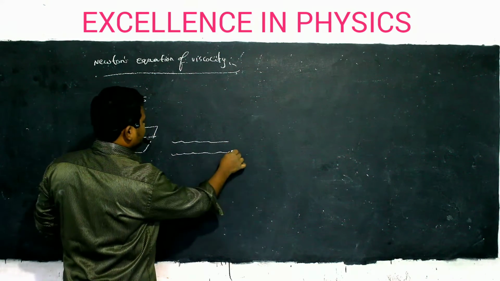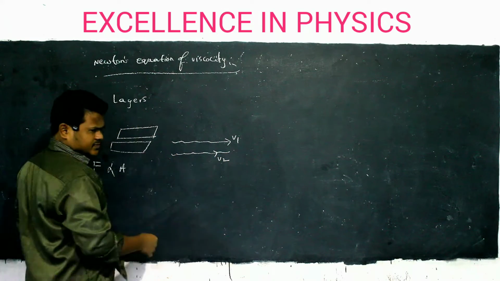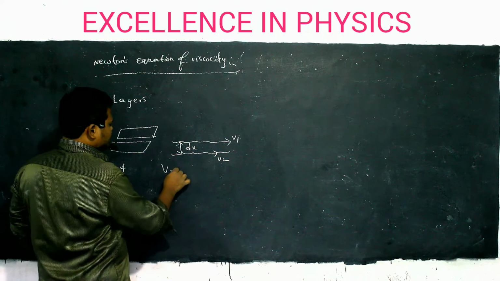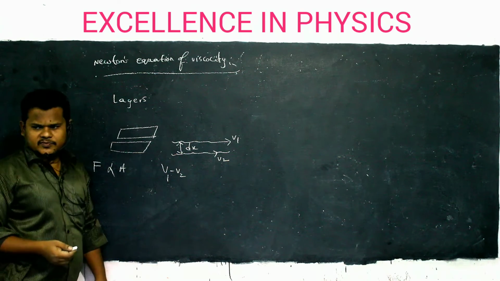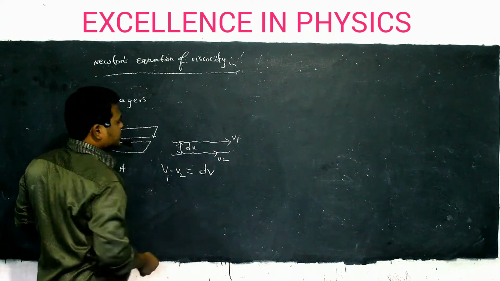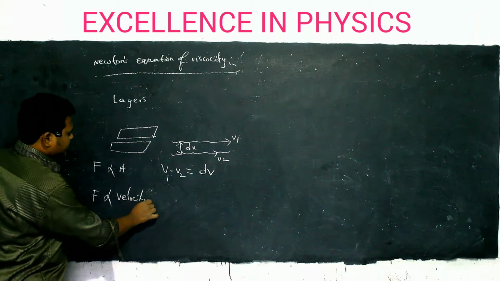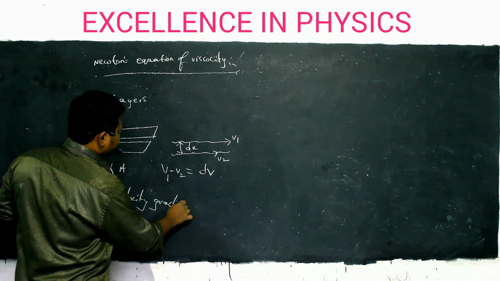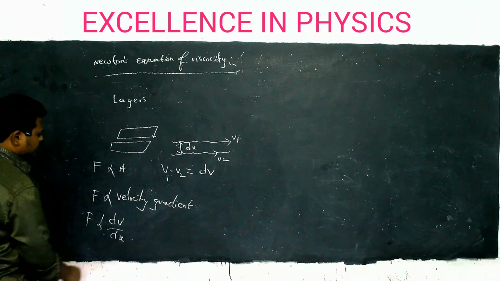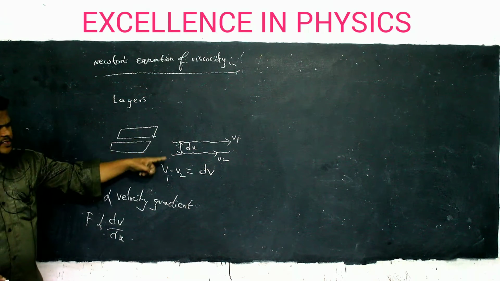Similarly, this is one layer, this is another layer. This is traveling with a velocity of v1, this is traveling with a velocity of v2, and the distance between them is dx. Then what is v1 minus v2? Velocity difference, no? If the velocity difference is small, I will write it as dv. Then viscous force is also proportional to velocity gradient. What is meant by velocity gradient? So F is proportional to dv divided by dx. dv means change in velocity. dx means distance between the layers.